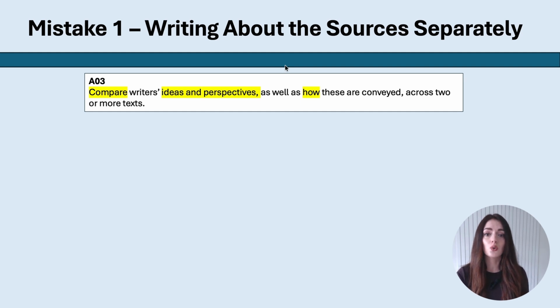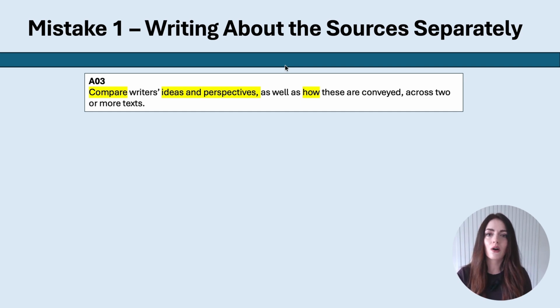Now, this means that you need to compare the writer's attitudes, their opinions, feelings, viewpoints. So you're asking yourself, what does each writer actually think or feel? Do they feel excited, frustrated, anxious, optimistic? That's the perspective. But then the assessment objective says, as well as how these are conveyed. And this is really important because students often forget this part.